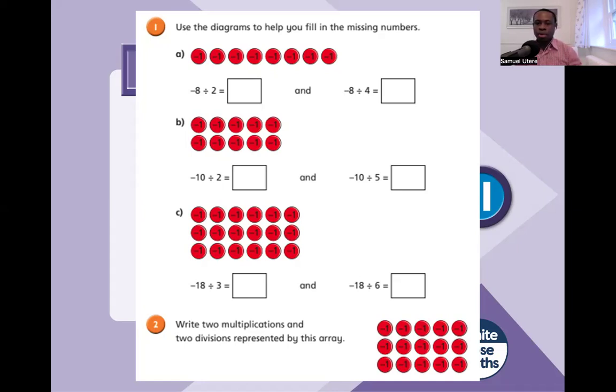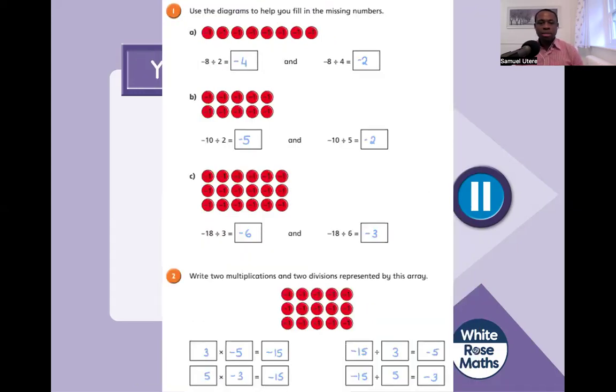Assuming you've paused the video and you've answered questions 1 and 2, here are the answers. So for question 1, you were asked, use the diagram to help you fill in the missing numbers. Okay, so you should know that this represents negatives. So negative 8 divided by 2 should be negative 4.